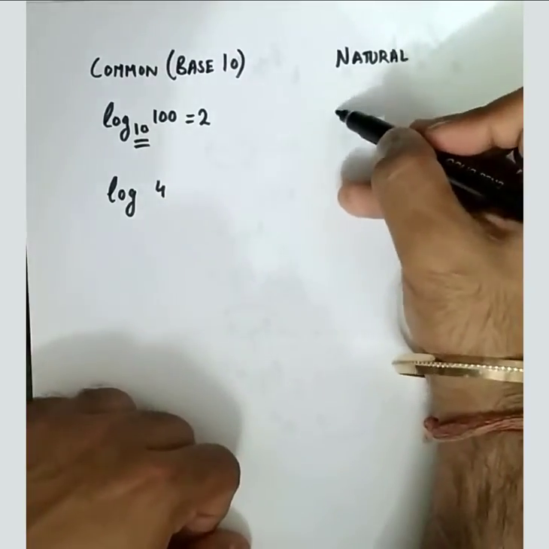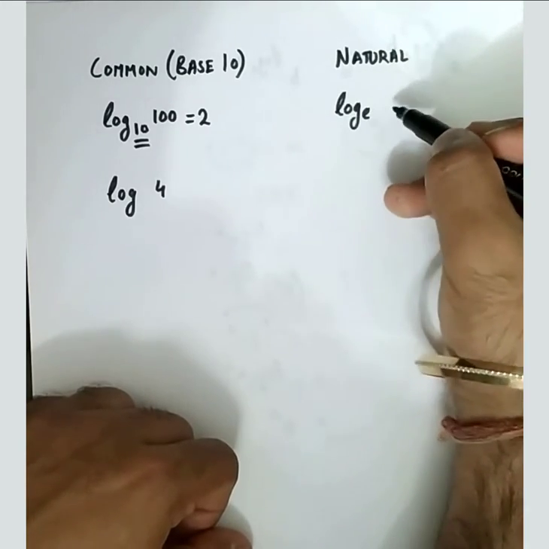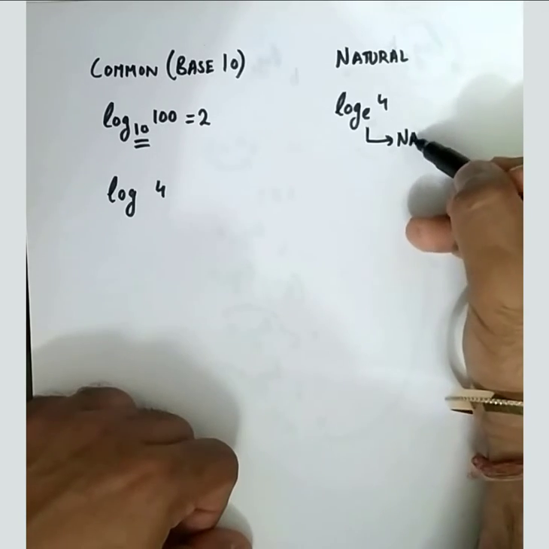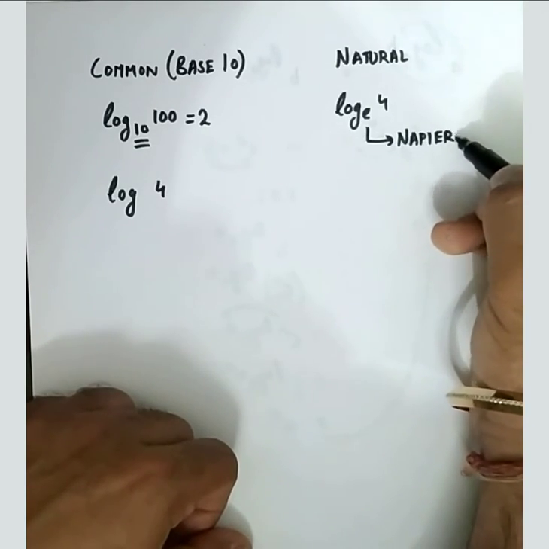Natural logarithm is on the base e. e is nothing but a constant which is called Napier's constant.